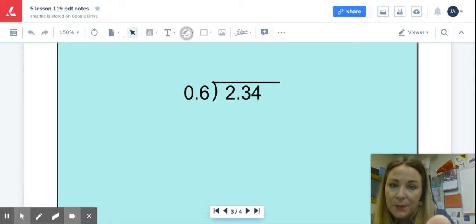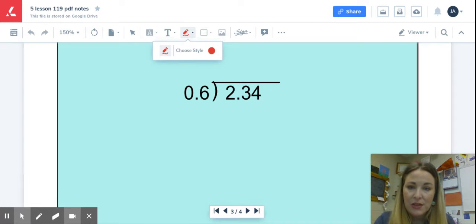Before we can actually do any dividing, our divisor must be changed so that it's not a decimal number anymore. We need to move our decimal to the end in order to create a whole number, because we don't do any dividing like this unless we have a whole number divisor. So in order to make 6 tenths a whole number, we need to move our decimal to the end.